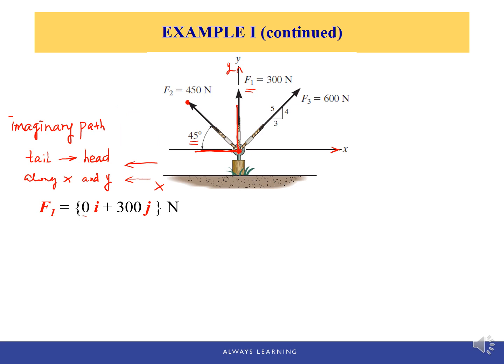All right, so now I'm gonna walk along the x direction first. Clearly, to go from the tail to the head, I have to walk along the negative x direction. So this is the F2x component. And then I need to change direction, right? In order to go to the head, I have to change my direction to walk along the y direction. So this is F2y.